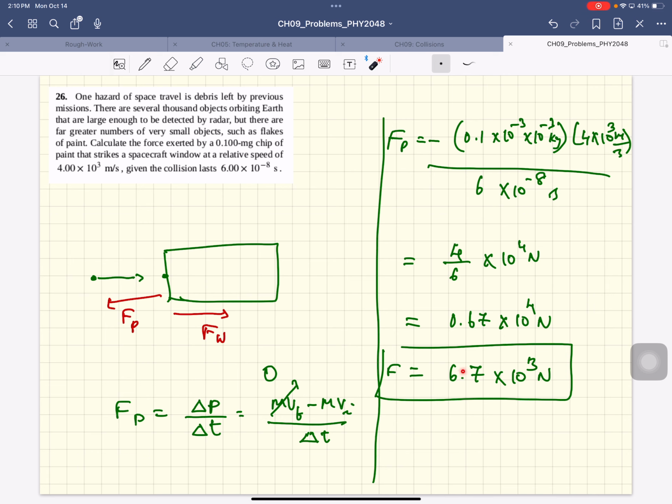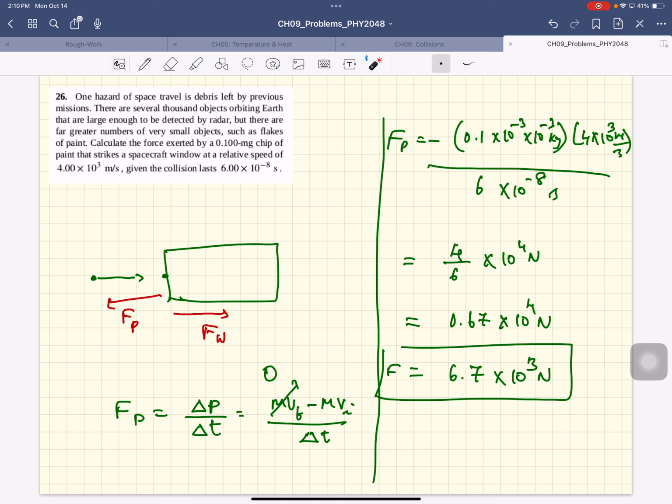670 newtons is roughly the weight of a person. So that's the weight of 10 people. The force was the weight of 10 people. Again, now it's a speck of paint. Remember, a 10-pound force didn't hurt. But if the force is exerted on a small area, that can cause damage.